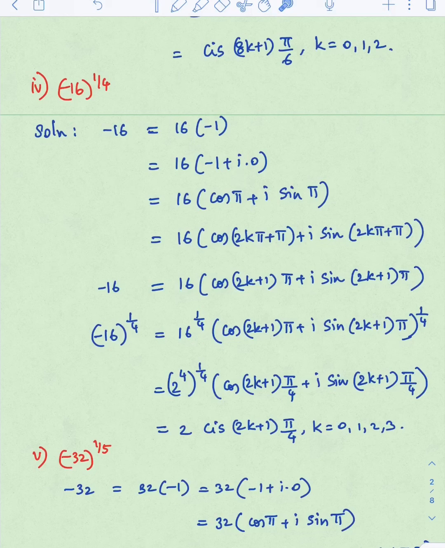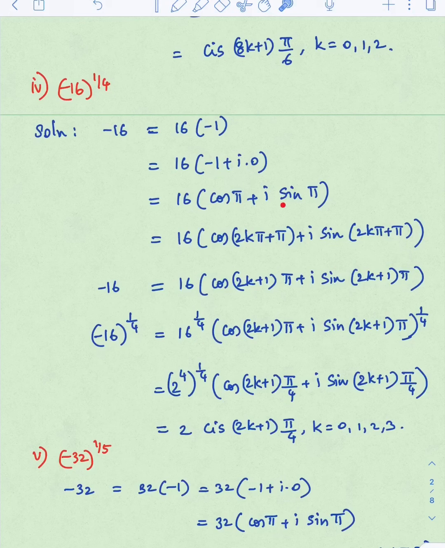Fourth root. If the question is asked like this, how do we do it? Minus 16 whole power 1 by 4. First take minus 16: take 16 outside and minus 1 inside. So minus 16 is 16 times (minus 1 plus i into 0). Minus 1 plus i into 0 is 0 plus 0 minus 1, that is minus 1. We can write it like this.